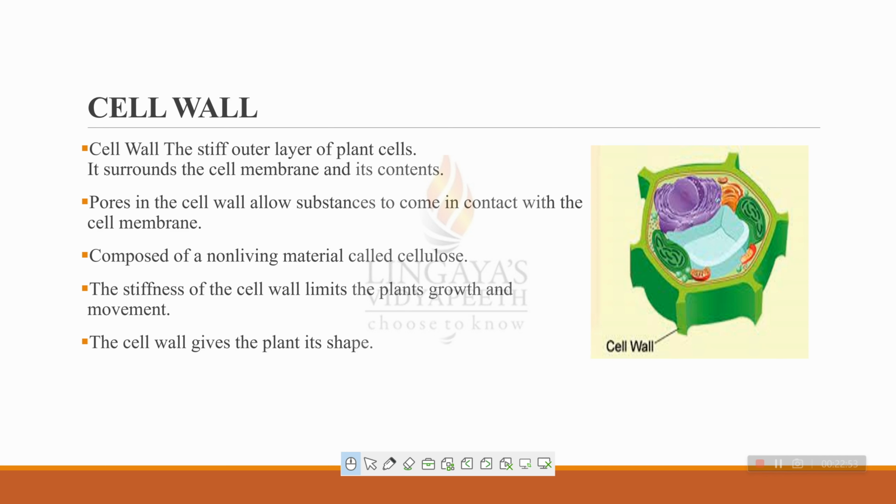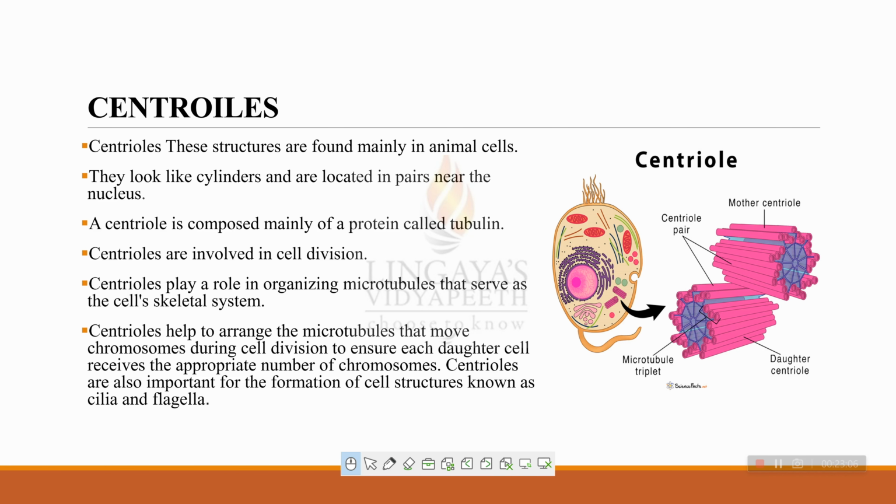The cell wall gives rigidity to the cell, that is, it gives shape to the cell, and it is also responsible for protecting the internal cellular organelles from toxic substances. Now talking about the centrioles. These structures are found mainly in animal cells.